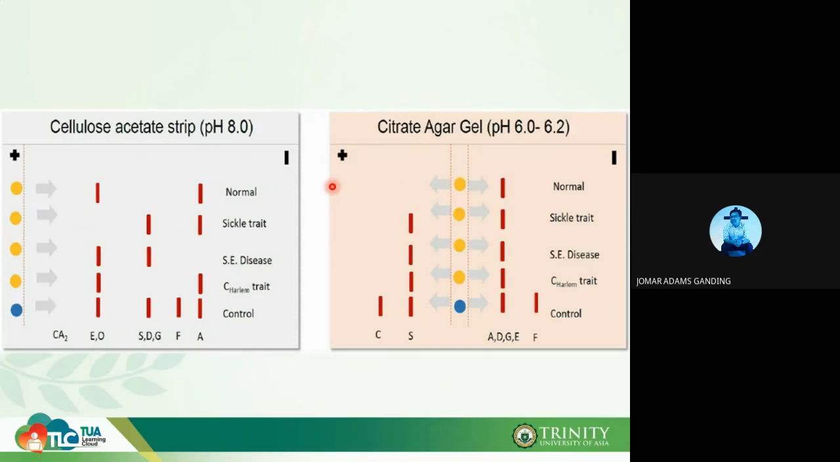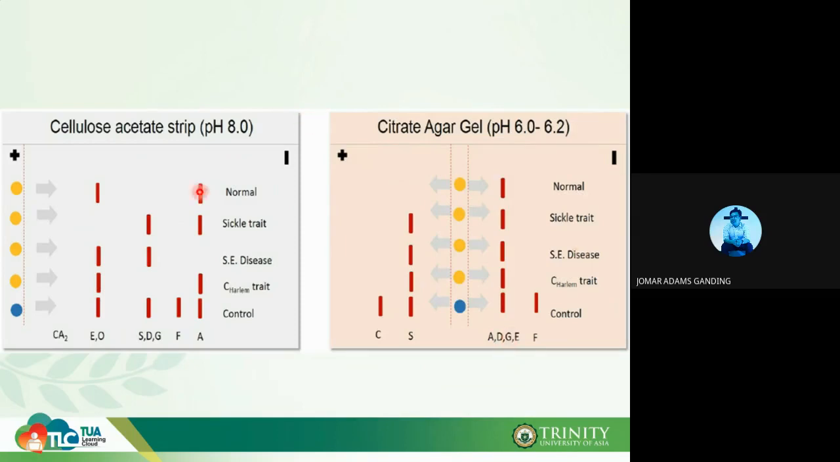So, having said that now, you will be able to classify or identify hemoglobin S in your citrate agar electrophoresis because your hemoglobin S will migrate in the anode versus your hemoglobin D and your hemoglobin G that will migrate in the cathode. Nagigets ba ako? Okay? Yung hemoglobin S mo, na-differentiate mo ngayon siya kay D at G kasi si S pumunta sa anode, si D at G pumunta sa cathode.